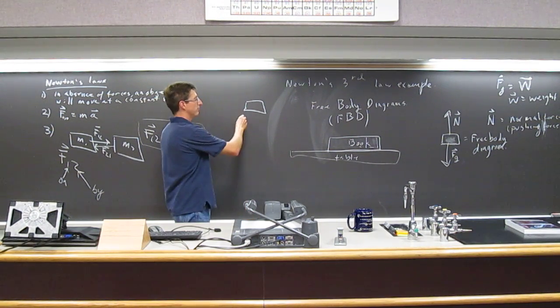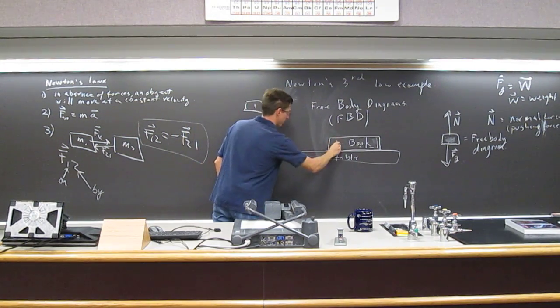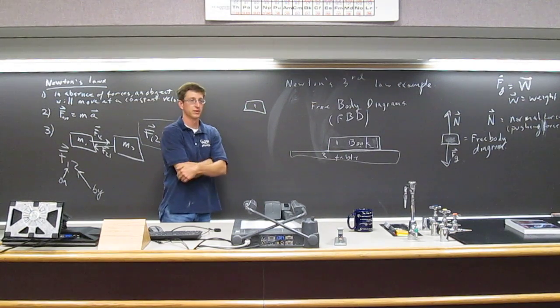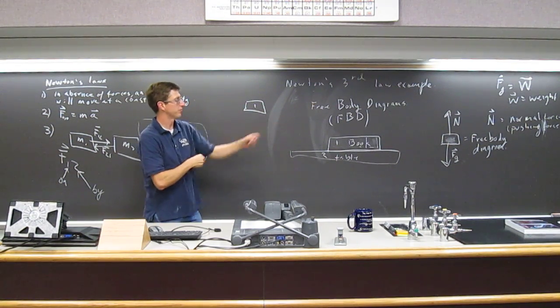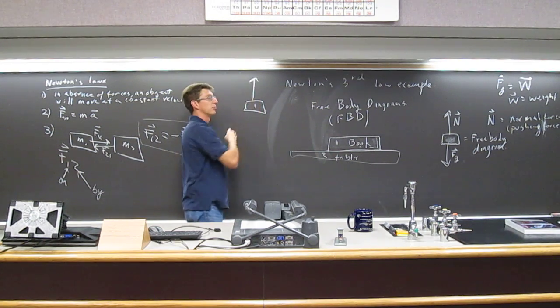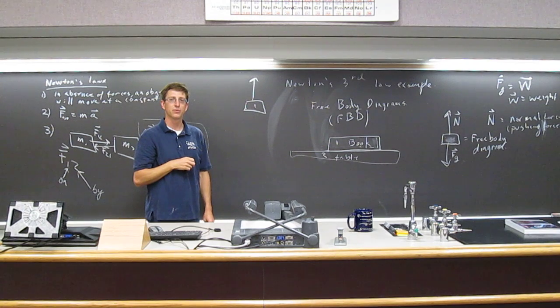So for the table and book, I'm going to call this object 1, object 2. So for the book, what are the forces on it? We already drew those, right? You have the normal force. Is the normal force exerted by the table?